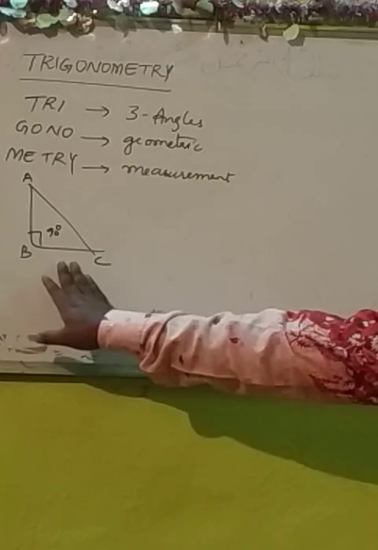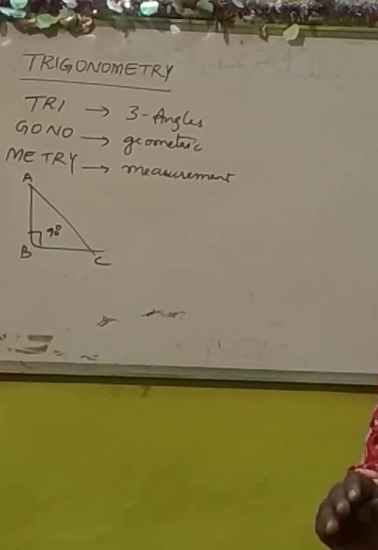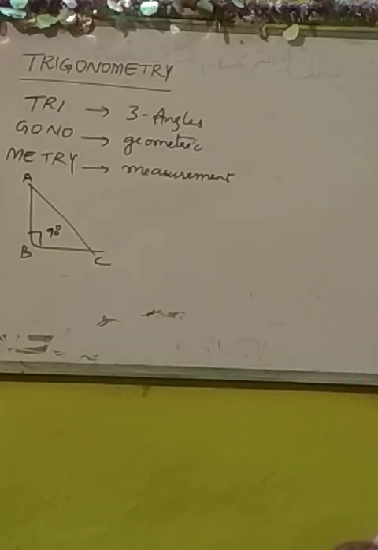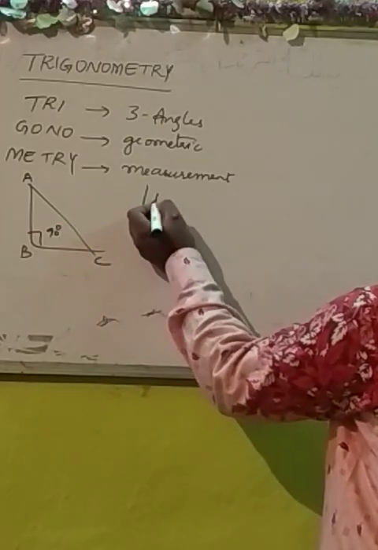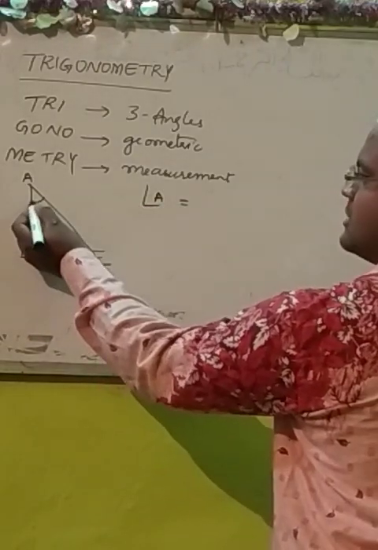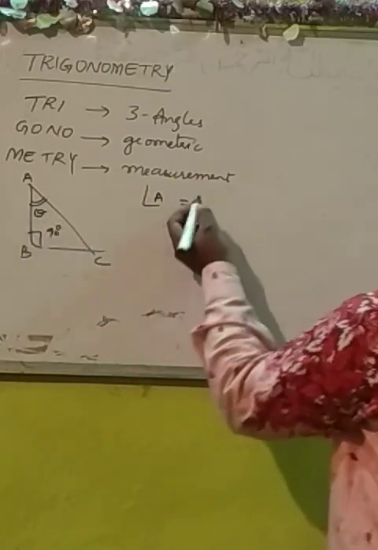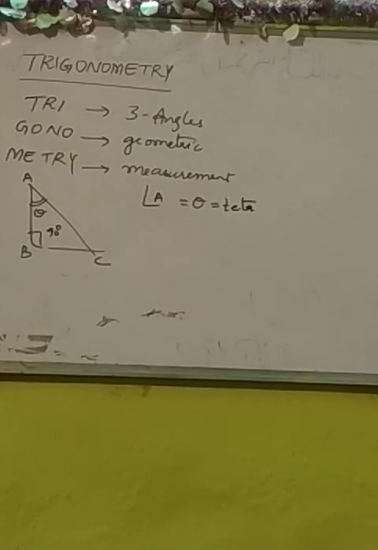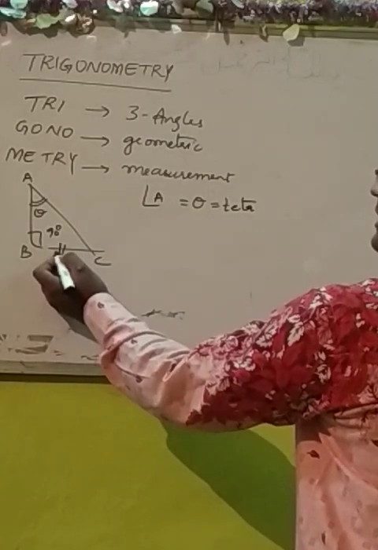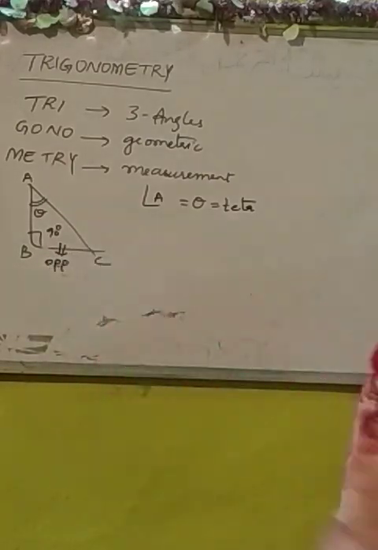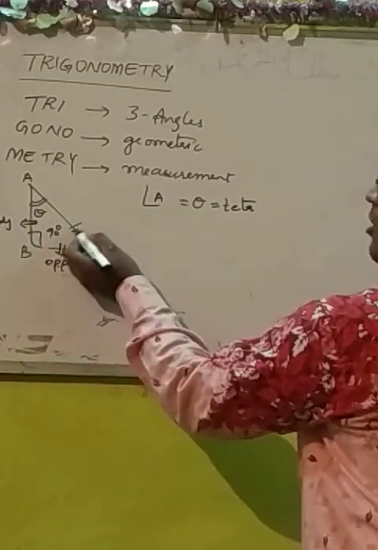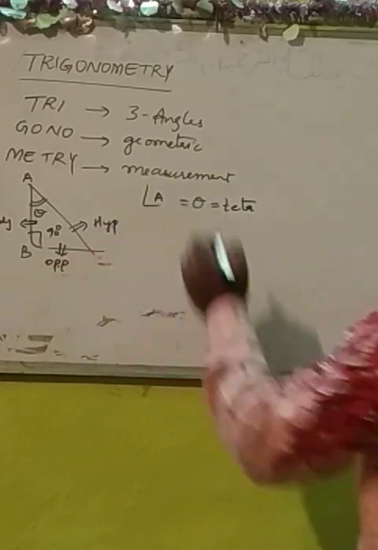So here we are going to consider three things. What are the three things? What is angle A, what is angle B, and what is angle C? Suppose this is a certain angle, we call it theta. Opposite to theta is the opposite side, beside theta is the adjacent side, and the longest side is called the hypotenuse.